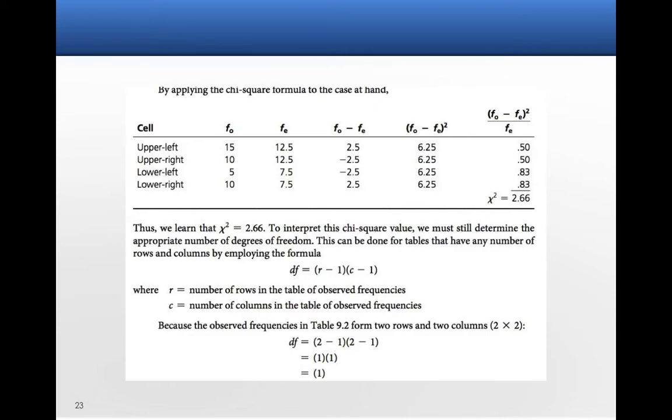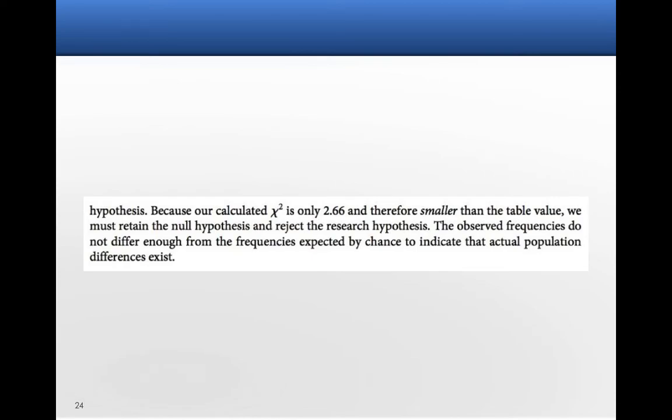But in order to get our degrees of freedom here, we're going to take the row minus 1 times the column minus 1. Number of rows times number of columns, each minus 1. Our degrees of freedom here are 1. So we have a chi-square of 2.66 with 1 degree of freedom. Our calculated chi-square is only 2.66 and therefore smaller than the table value, so we have to retain our null hypothesis.